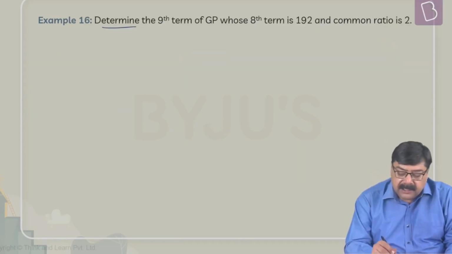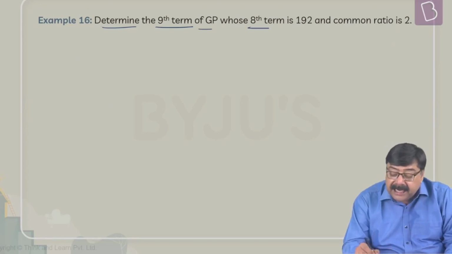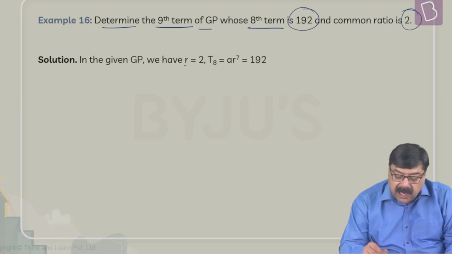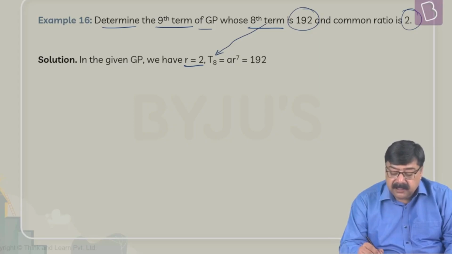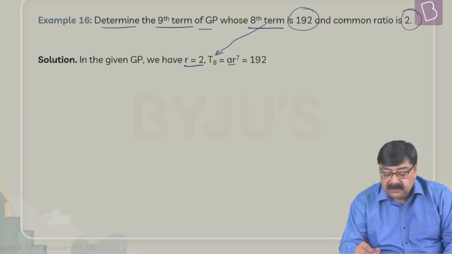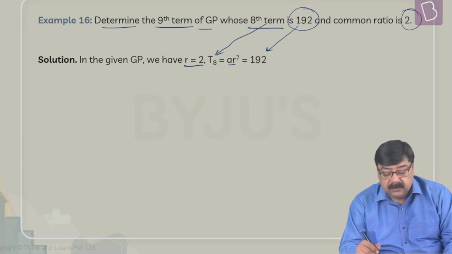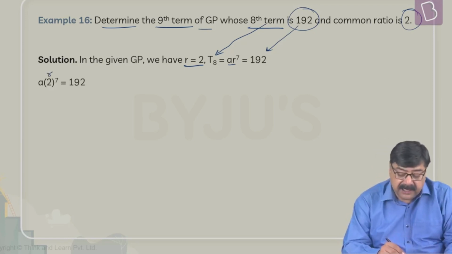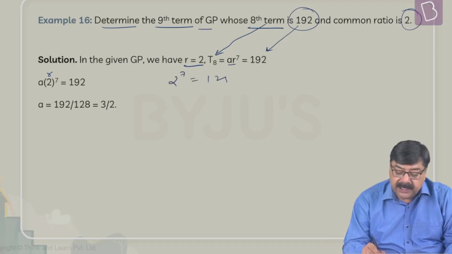Now determine the ninth term of GP whose eighth term is 192 and common ratio is 2. So R is given as 2 and the eighth term, that is T8, is given, which is AR raised to 7, and its value is 192. So substituting number 2 in place of R, we get A into 2 raised to 7 that is equal to 192. So 2 raised to 7 we know is 128. So 192 by 128, that is 3 by 2, is the first term.